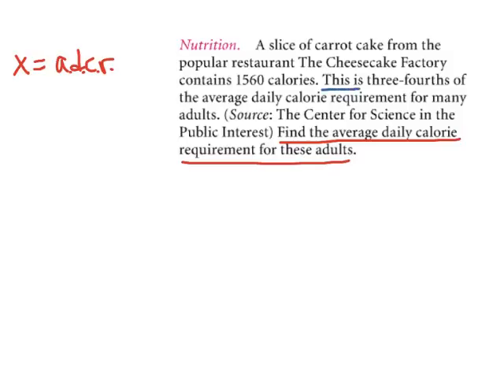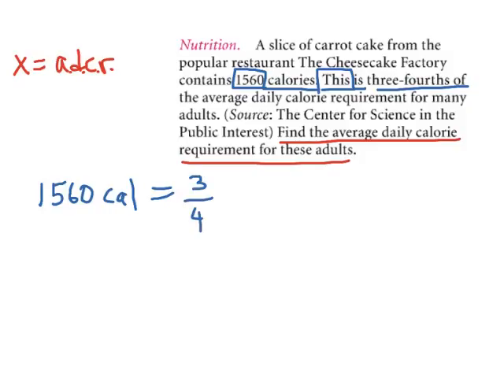So, what does this refer to? This refers to that number back there. So this, 1560 calories, equals 3/4 of. Of is a word in math that means multiply. So 3/4 of the average daily calorie requirement. The average daily calorie requirement we called x.